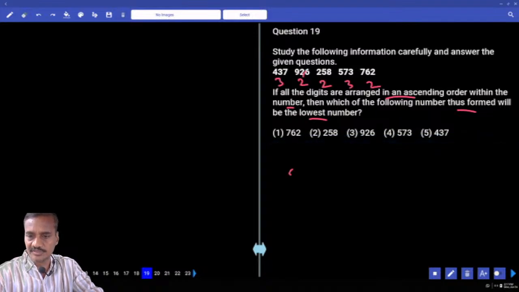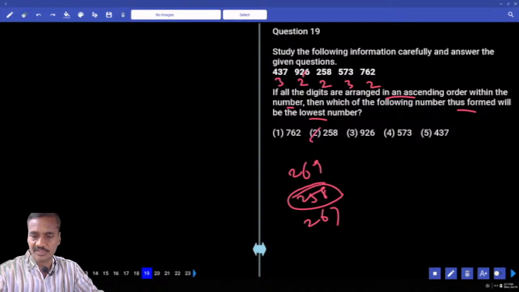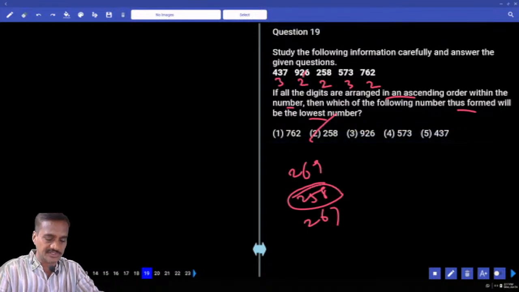Here 269, the next one 258, and the next one 267. Which is the lowest here? 258. That is the given choice for question number 19.